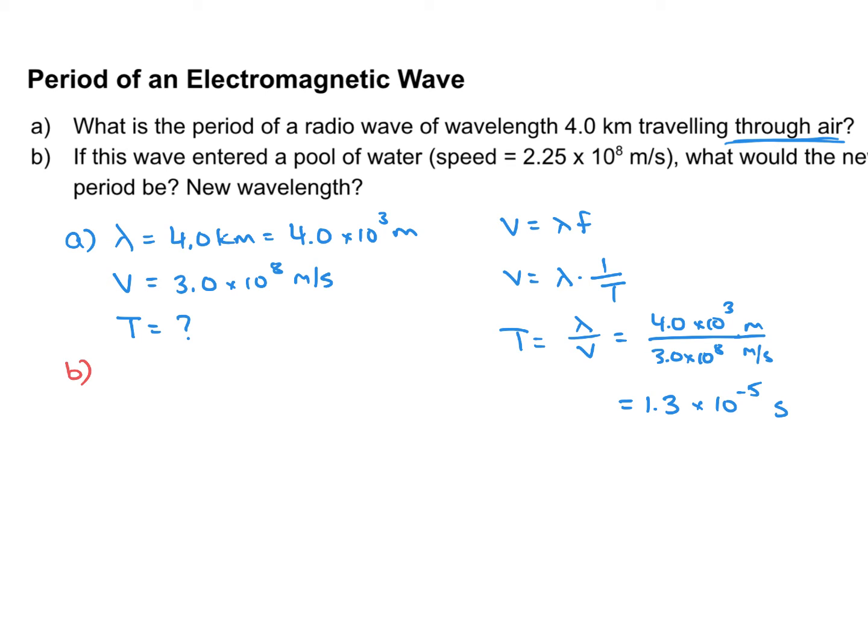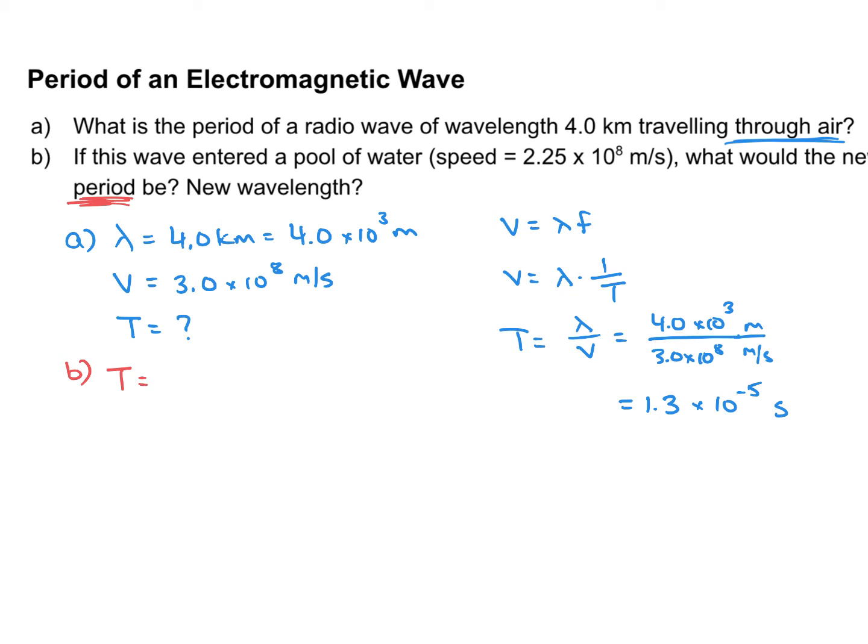If this wave entered a pool of water, so the speed of electromagnetic waves in water is slower than through air. It slows down to 2.25 times 10 to the 8 meters per second. What would the new period be? What would the new wavelength be? So this is testing a key concept in terms of the period.